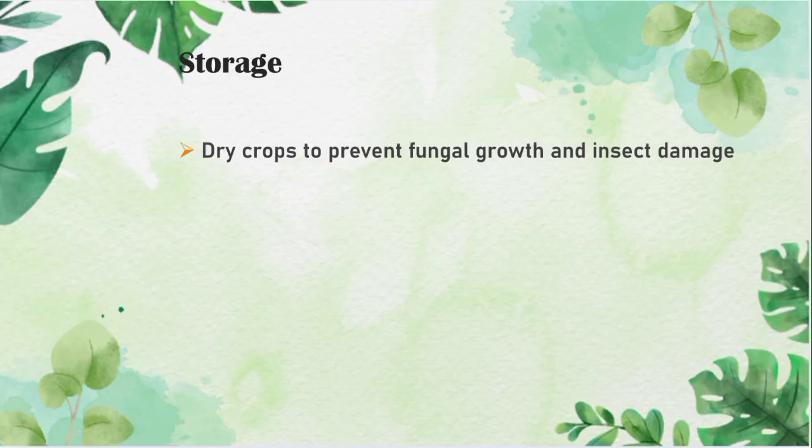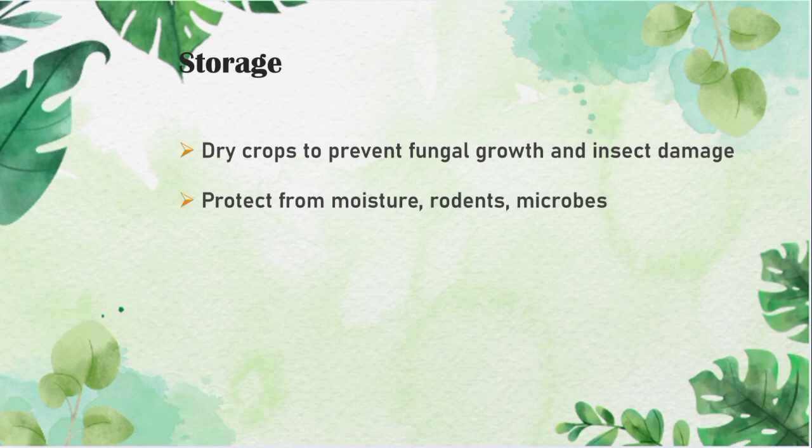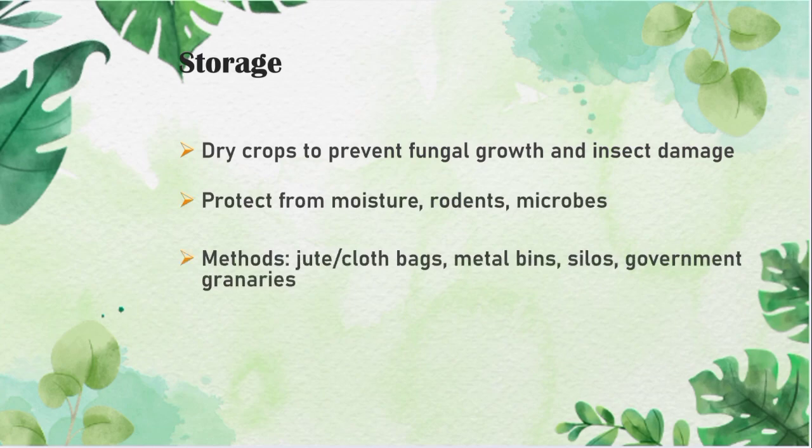Storage. Once the crops are harvested, they must be stored properly. Drying crops prevents fungal growth and insect damage. Farmers protect grains from moisture, rodents, and microbes. Common storage methods include jute or cloth bags, metal bins, silos, and government granaries. Proper storage ensures food security and prevents economic losses.